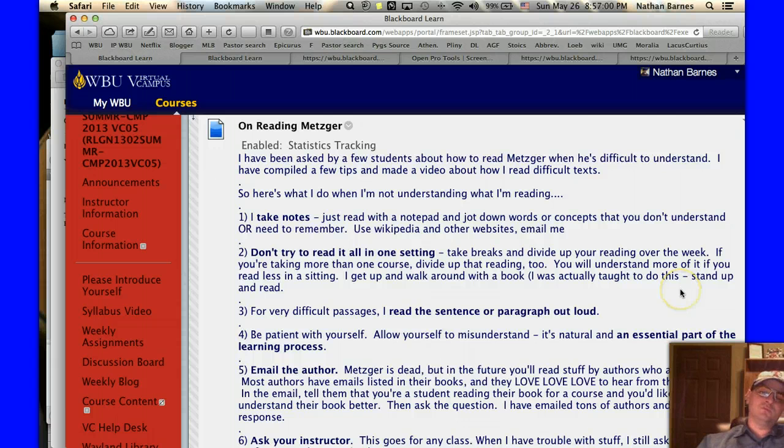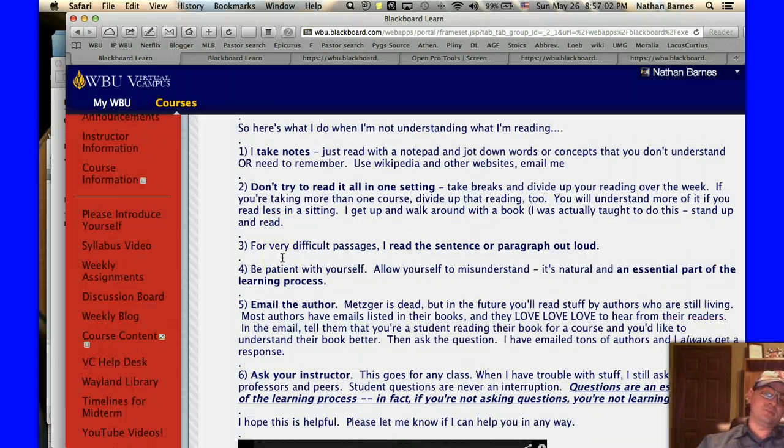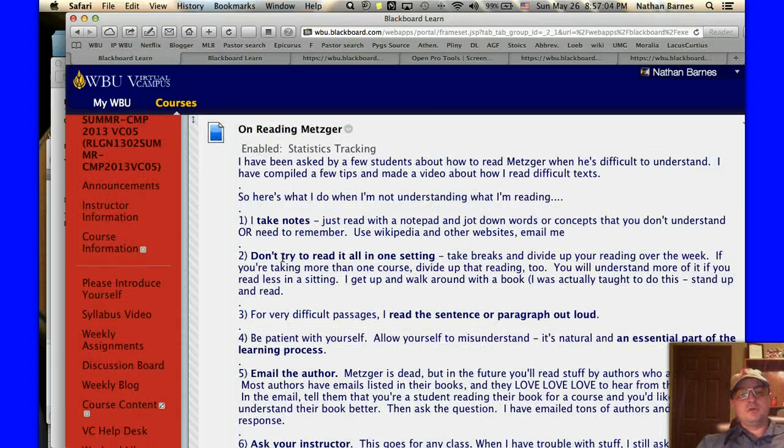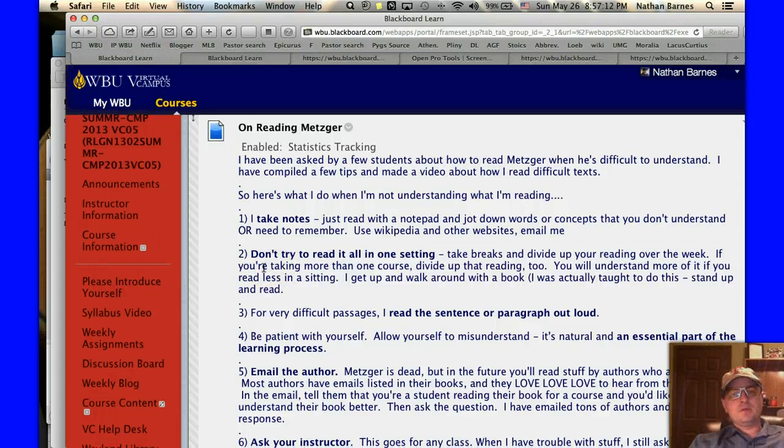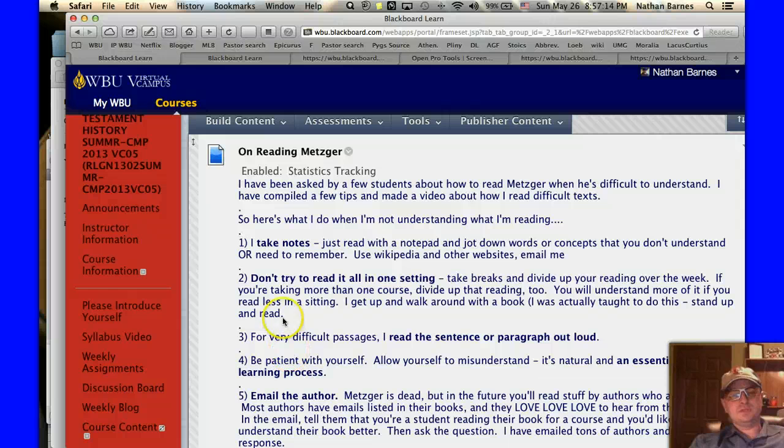Metzger was one of the people that gave us our New Testament in English. He died very, very recently. He was the head honcho at Princeton for a really long time. So I give you some tips, and I can just read the bold here.